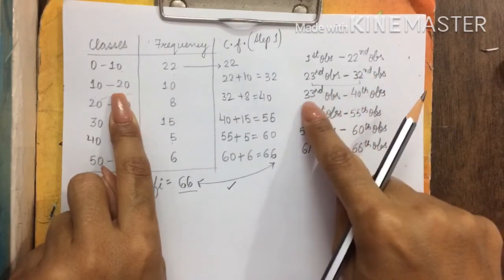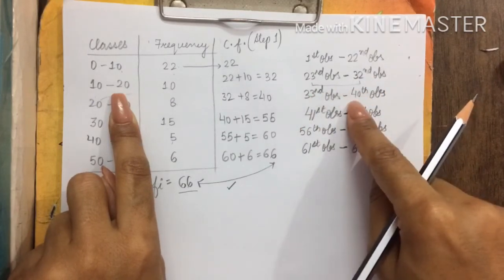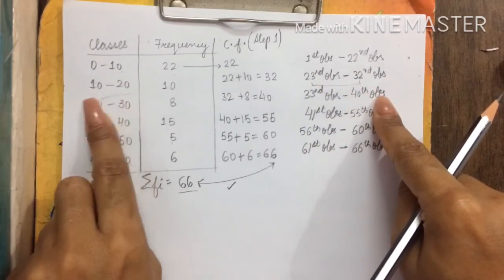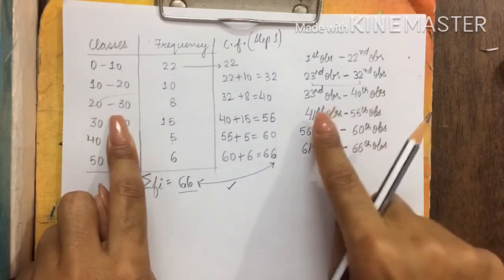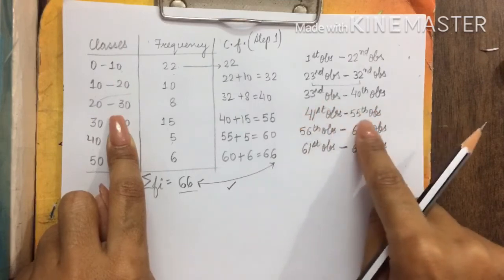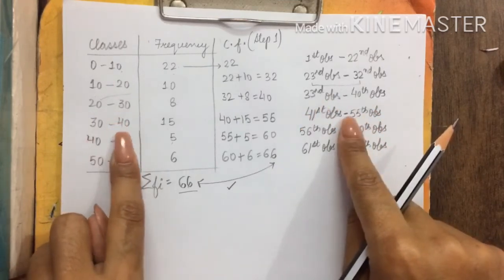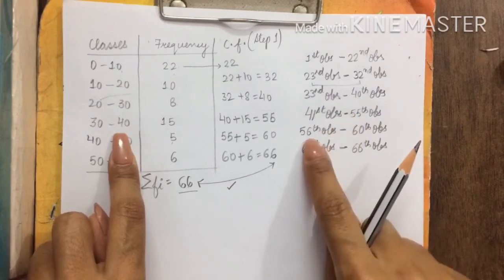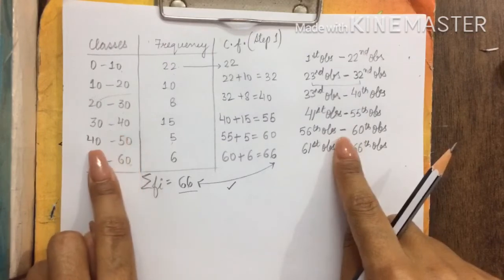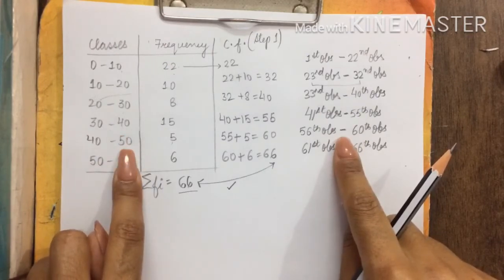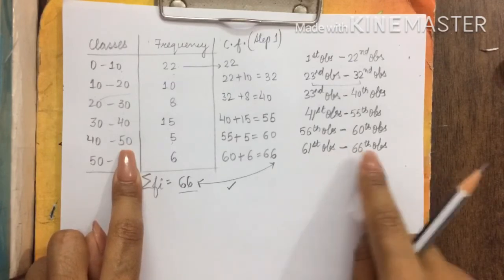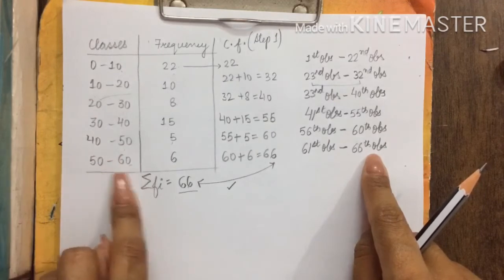After that, the 33rd observation up to the 40th observation. These 8 values would be in class interval 20 to 30. Then the 41st observation to the 55th observation. These are 15 observations, and they would be in the class interval 30 to 40. The 56th to 60th are 5 observations, and these would be in the 40 to 50 class interval. And finally, the last 6 observations, 61st to 66th, will be in this class interval.